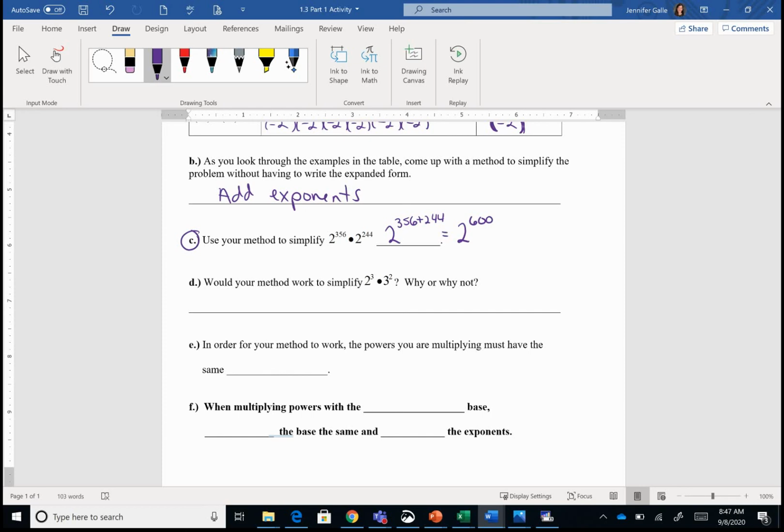What I want you to do is just take a minute and look at the problem in letter D. It says, would your method work to simplify 2 to the 3rd times 3 to the 2nd? So our method, the method that I mean is, can we just add those exponents together and rock on? Don't shout it out. Take a minute, jot something down. Will it work? Can I just add those exponents and move on in life? So take a look at part D.